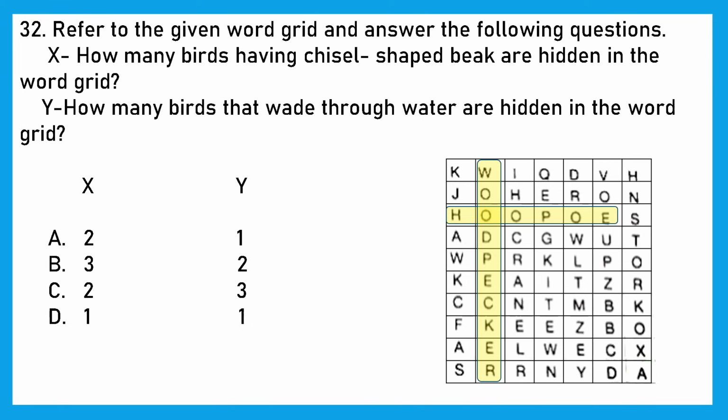Now in option A and C we have 2, 2. So we have a competition between A and C. Let's see Y. How many birds that wade through water are hidden in the word grid? I found heron, then crane and then stork. So in total I found 3. And option C is the correct option because for X it has 2 and for Y it has 3.